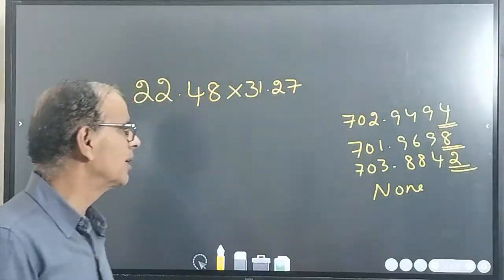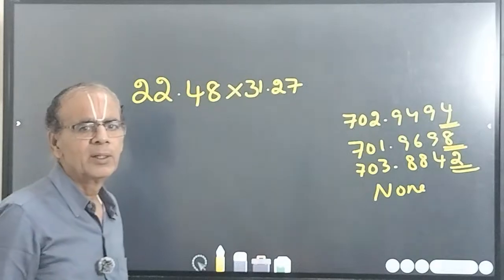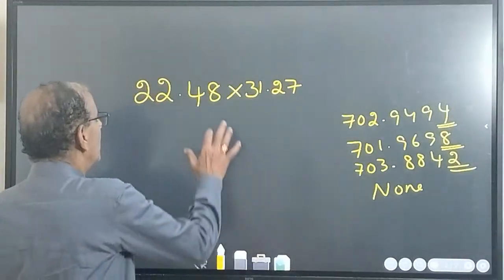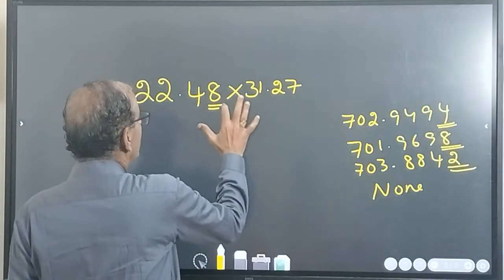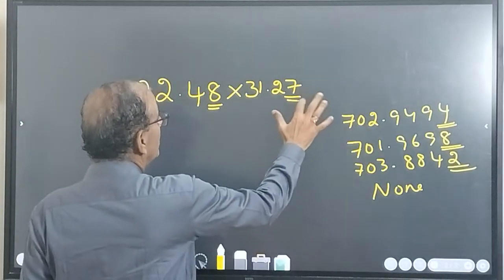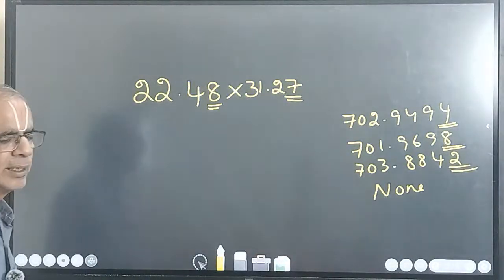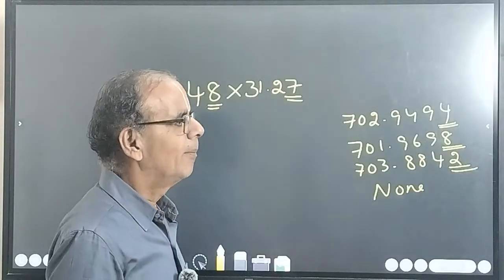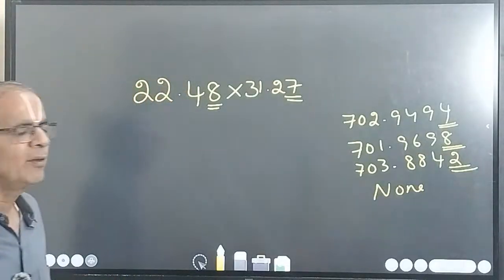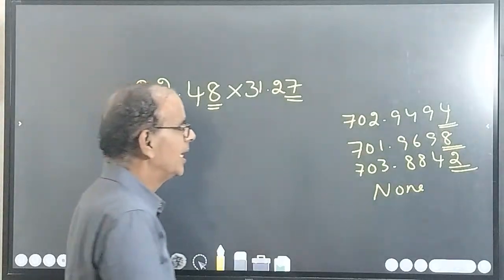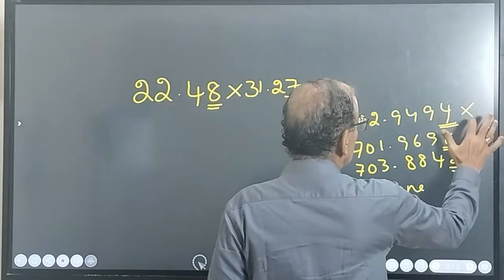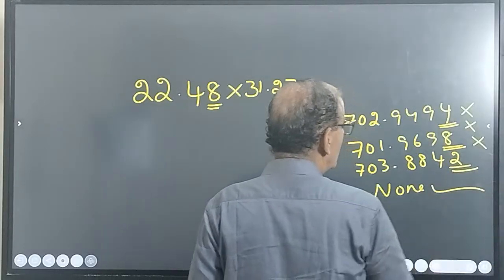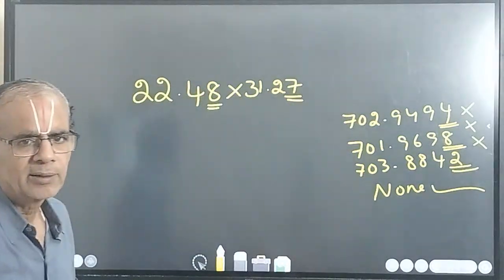Whenever unit digits are different, never solve the problem completely. Here what is the unit digit? 8. Here what is the unit digit? 7. 8 into 7 how much? 56. My answer should end with 6. Here none of the options ends with 6. That means this is not the answer. Answer is none of the above.